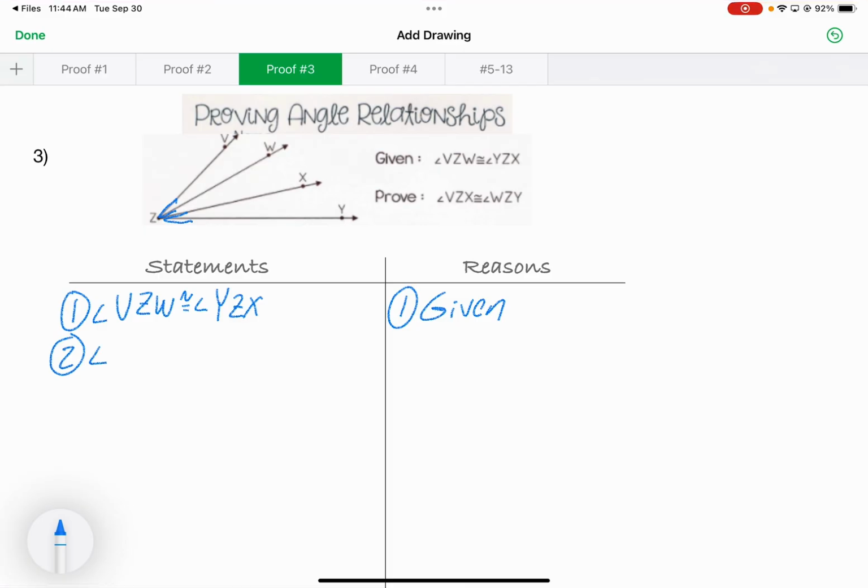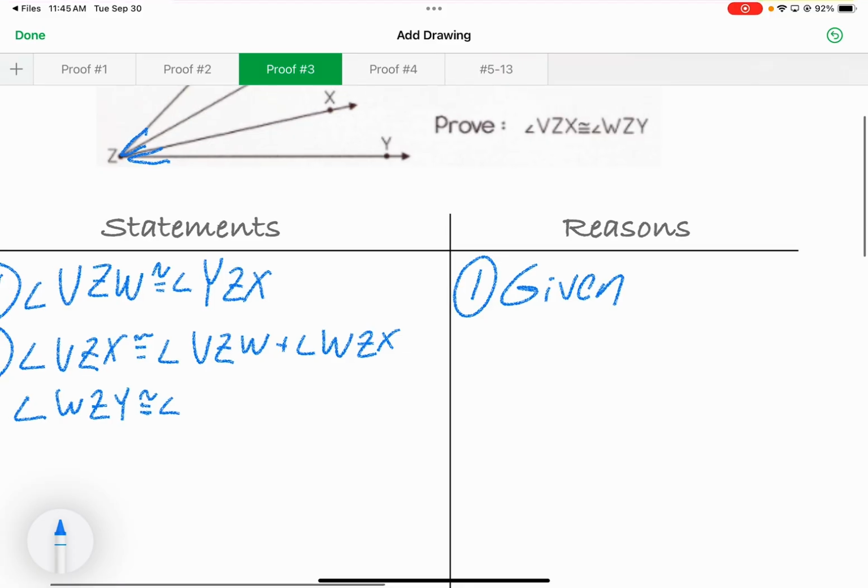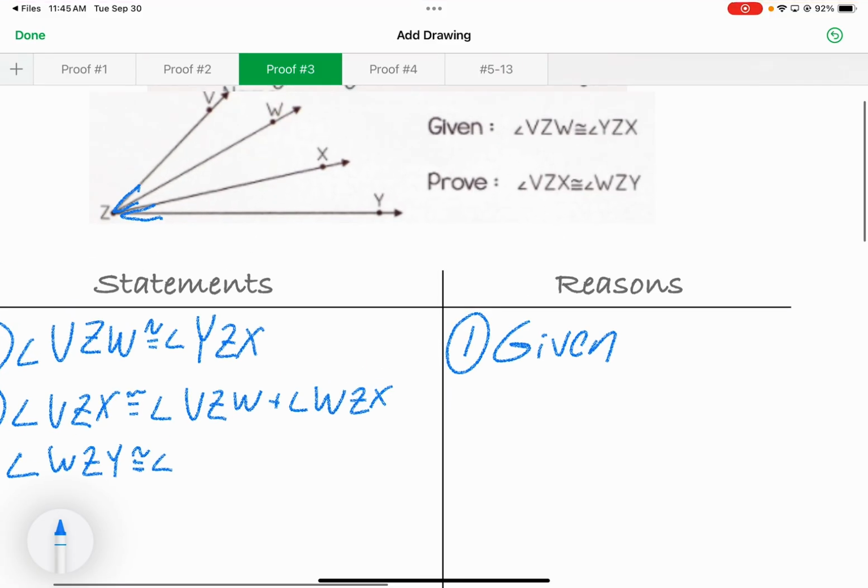So angle VZX is congruent to angle VZW plus angle WZX. And then angle WZY is congruent to angle WZX plus angle XZY.